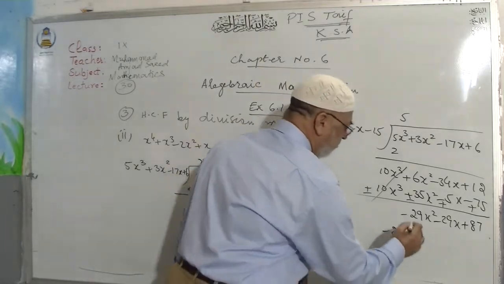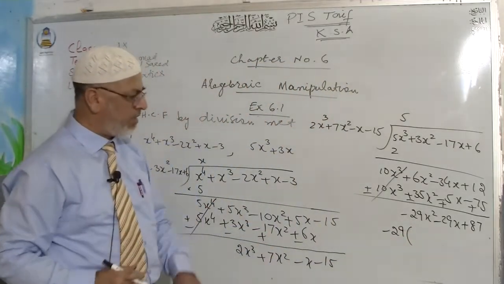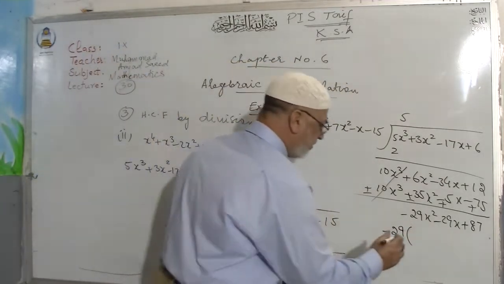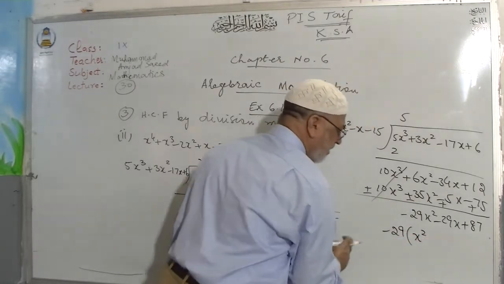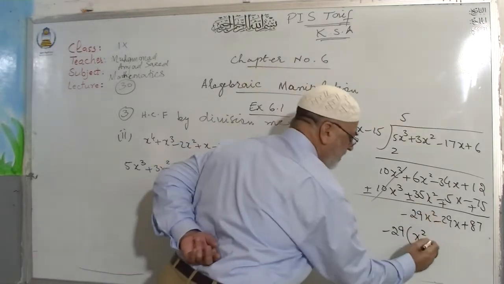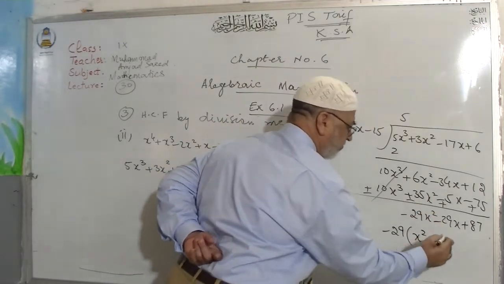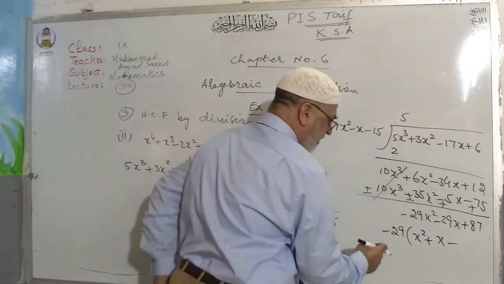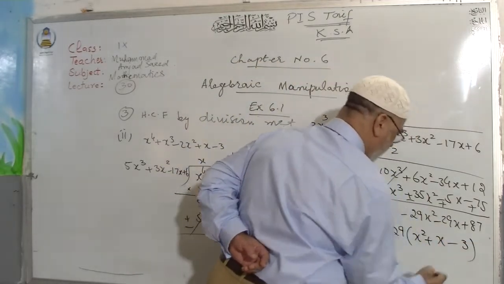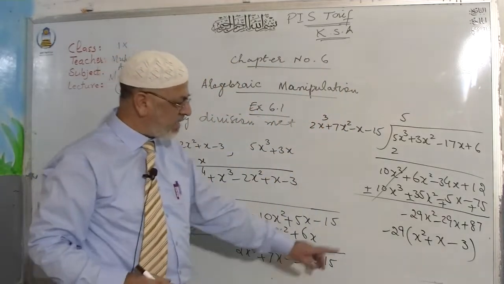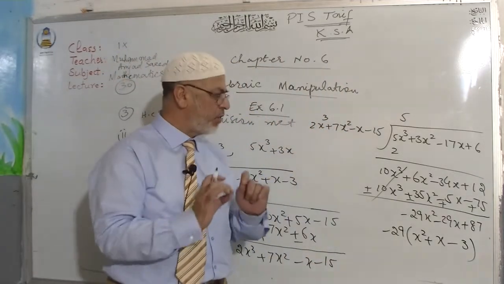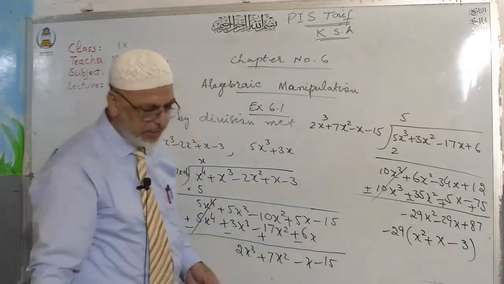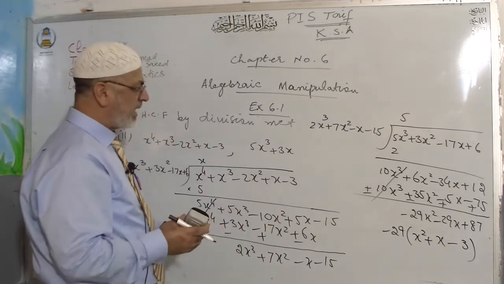You can take minus 29 common. Here will be x^2. There is a negative sign, so the internal signs will change. 87 divided by minus 29 will be 3. Now you can check this number is common. It is not used in the next step. I have told you it will not be used in the next step.